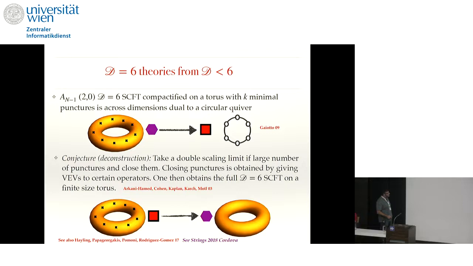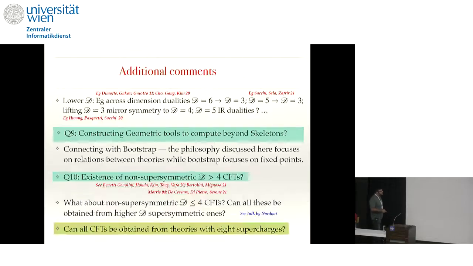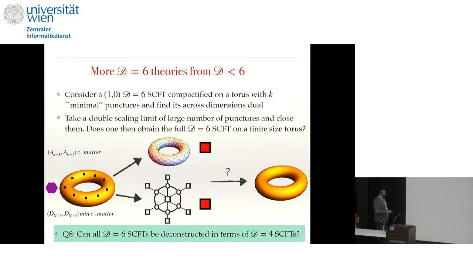Now, a conjecture of the construction, a very old one, is that if you take this theory, you take a large number of punctures. This is one limit you take, and another, you study certain vacuum expectation value deformations which geometrically correspond to basically erasing these punctures. So you take this double scaling limit of taking a lot of punctures and removing them. The conjecture is that you obtain a theory in 6 dimensions on a finite dimensional torus. Now, following the advances that I have discussed before, by now we have a lot of examples of these cross-dimensional dualities exactly of this type. You start from some, say, 1,0 6-dimensional theory, and we understand what the compactification on a torus with punctures gives us. Again, these are some quiver theories.